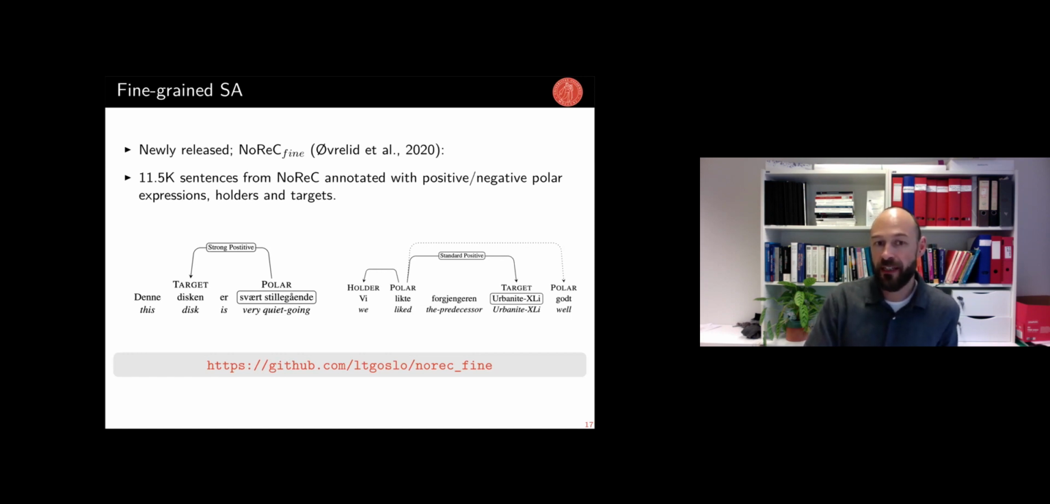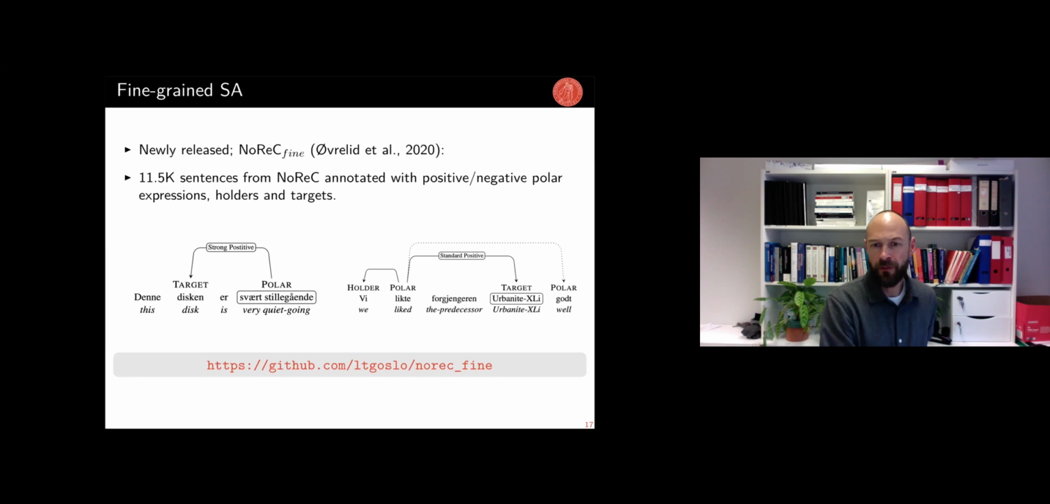Here we see "svært stillegående" has been encoded as the polar expression, and that this has the word disk as its target. And it's encoded as being strong positive. So we also encode the intensity of the polarity.